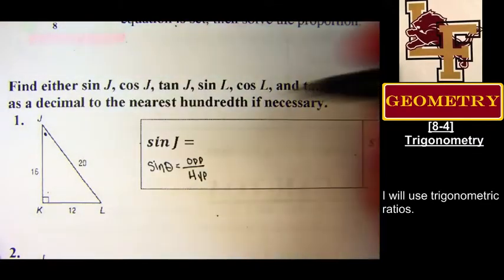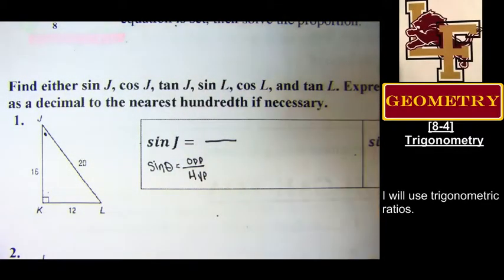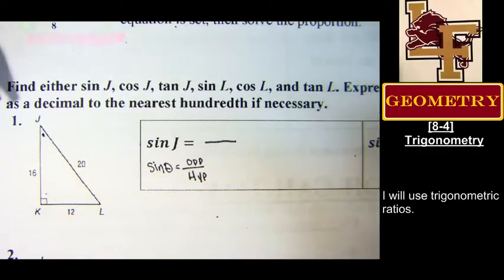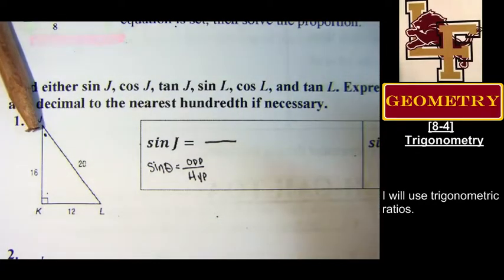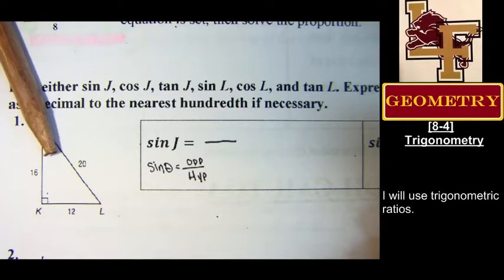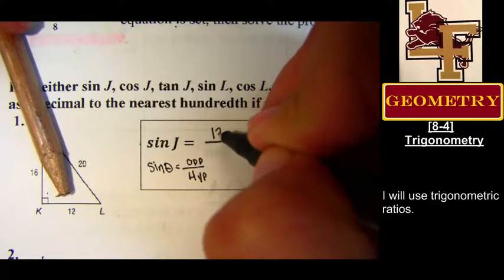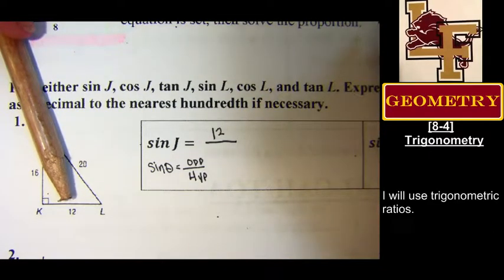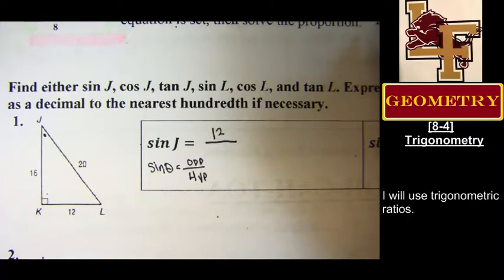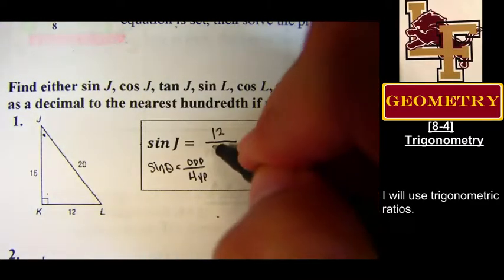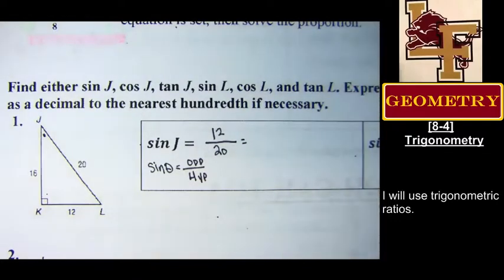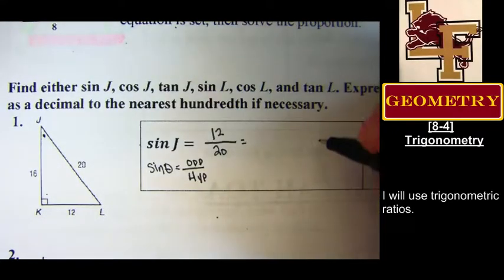What side is opposite angle J? What's the measure of the side opposite angle J? 12. It's the measure of the side. What's the hypotenuse of this right triangle? Very good. Reduce this fraction and then give it to me as some sort of decimal, to 2 decimal places, please.